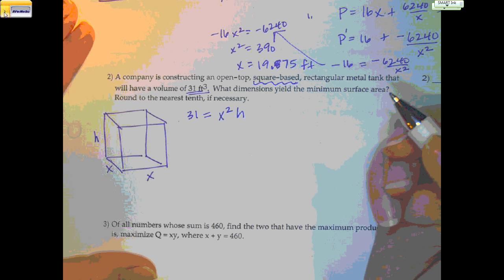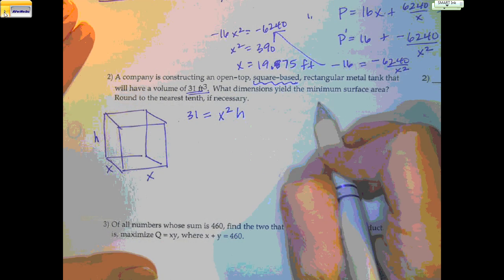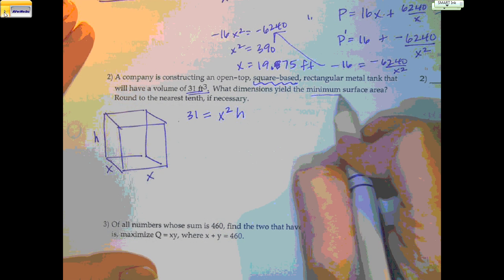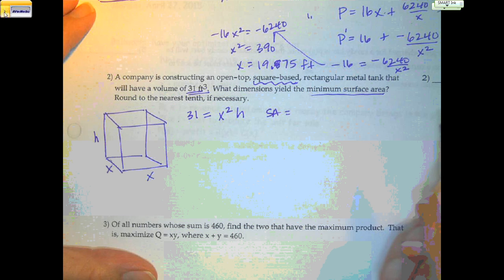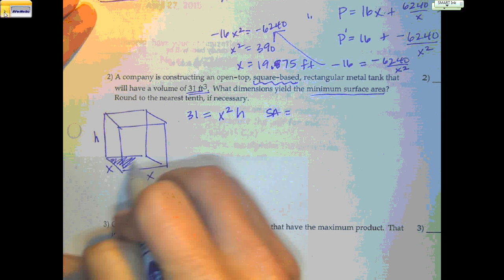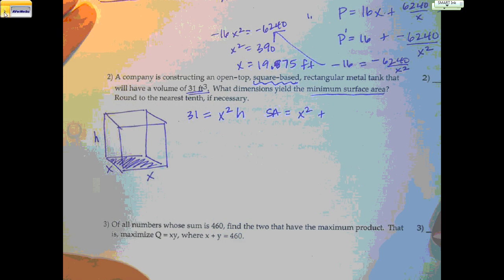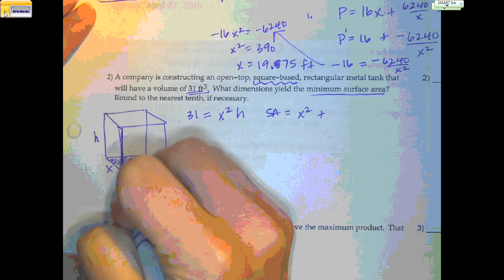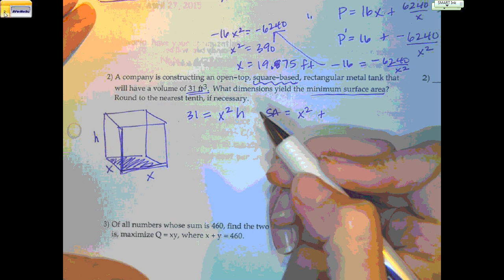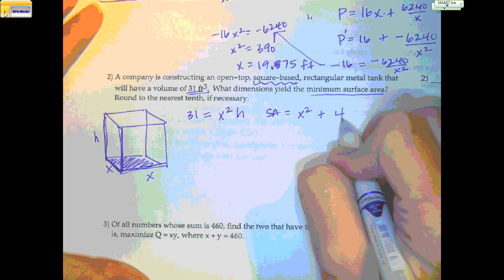What dimensions, so it wants to know all 3 values, yield the minimum surface area? So I need an equation for the surface area. Well, it's open top, so I only have to worry about the bottom, not the top. The bottom is going to be x squared, plus the front face is x times h, which means the back is also x times h. The left side is x times h, which means the right side is also x times h. So there's 4 of those.